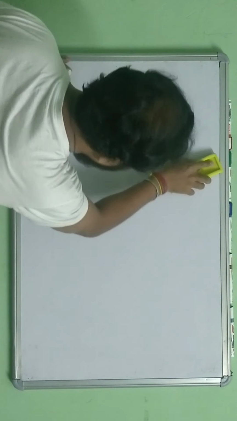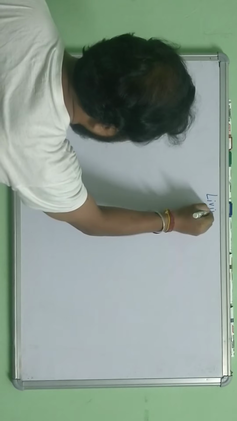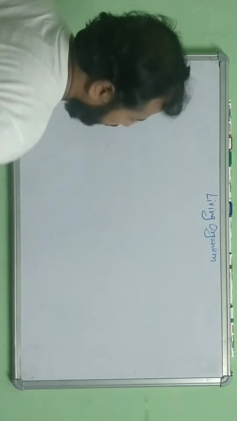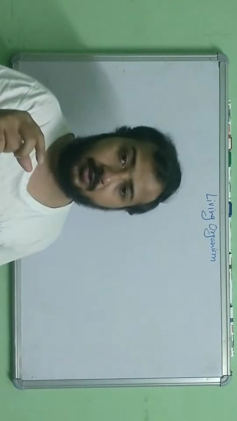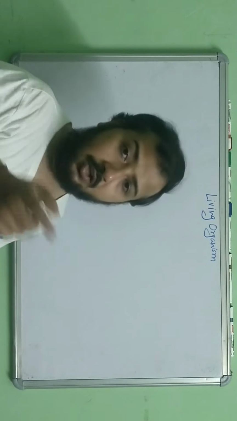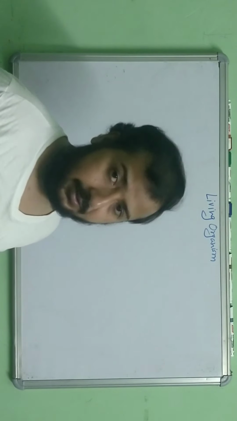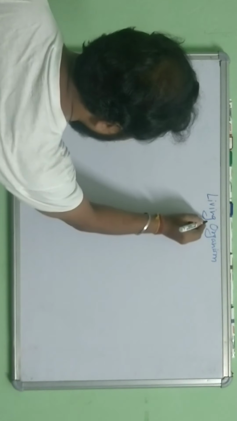So I'm writing the chapter name here. Living organisms, I'm going to make a flow chart here. I'm going to write in very small words, because I have to cover a lot of things within this board. I'll be mentioning whatever I write, so it will not be a problem for you to write it down. So first of all, living organisms we categorize broadly into two categories.